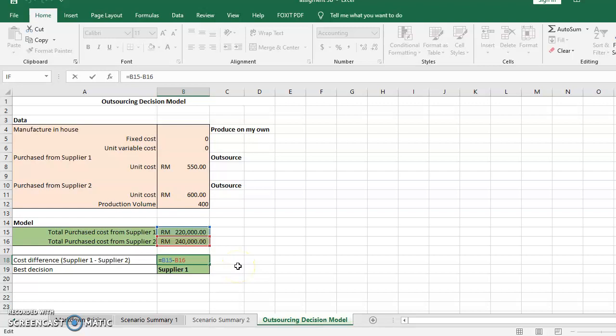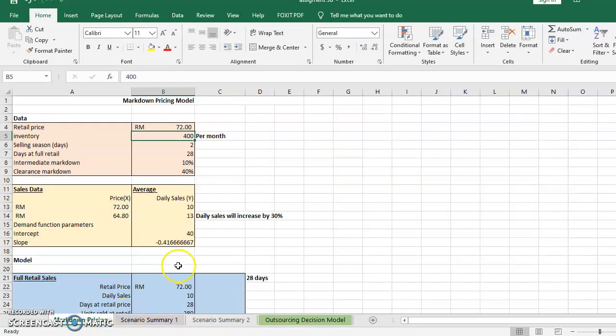For the overall conclusion, there are 3 components of my assumptions that are not valid. Firstly, inventory: I have to increase from 400 to 445 units.